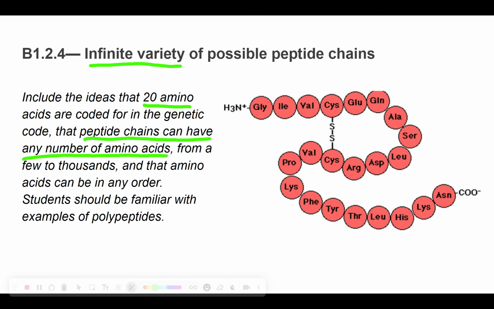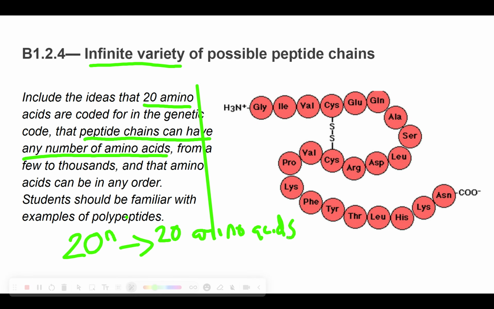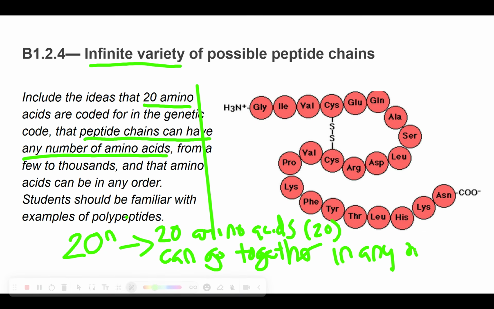So the way that this is generally expressed mathematically is if you think that there are 20 possibilities, and you don't know how long the chain is going to be, your variety for putting them together is 20 to the exponent n. So 20 possible amino acids, that's the 20, and they can go together in any order, and that's the n.